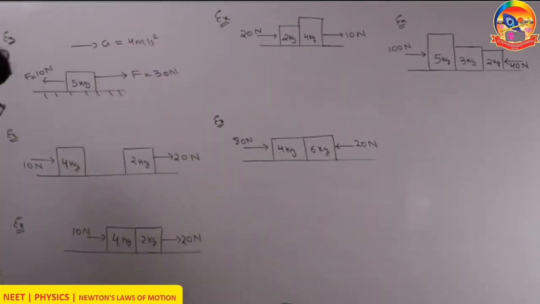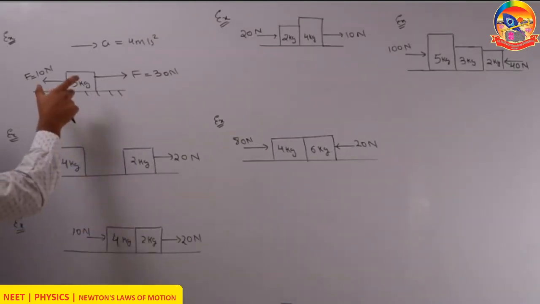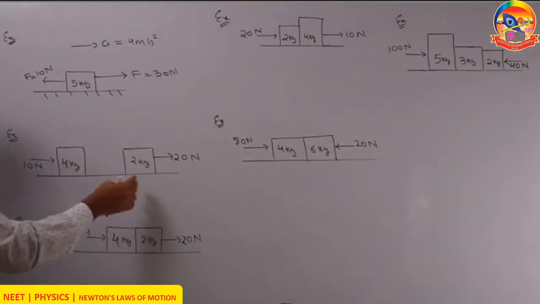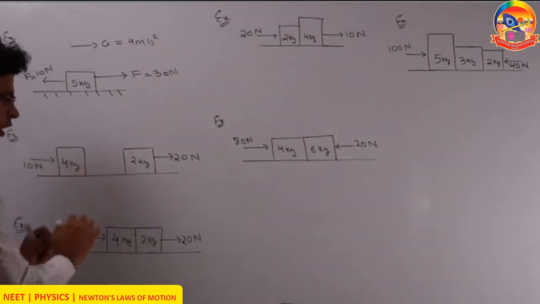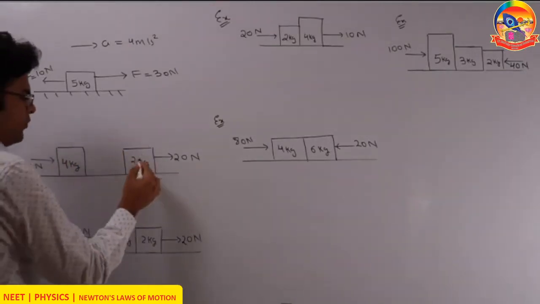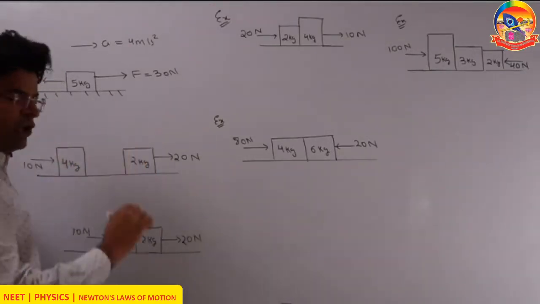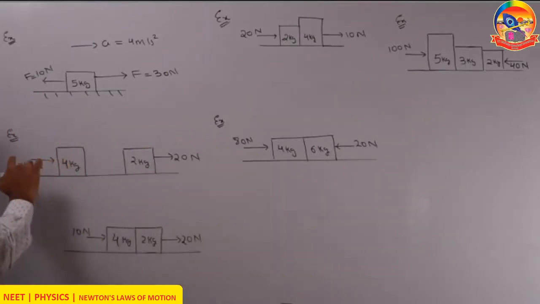Next example, this time rather than having a single block of mass 5 kg, we have two blocks, but they are not at all placed in contact. A block of 2 kg on which only a single force of 20 Newton acts, and a block of 4 kg on which only a single force of 10 Newton acts.